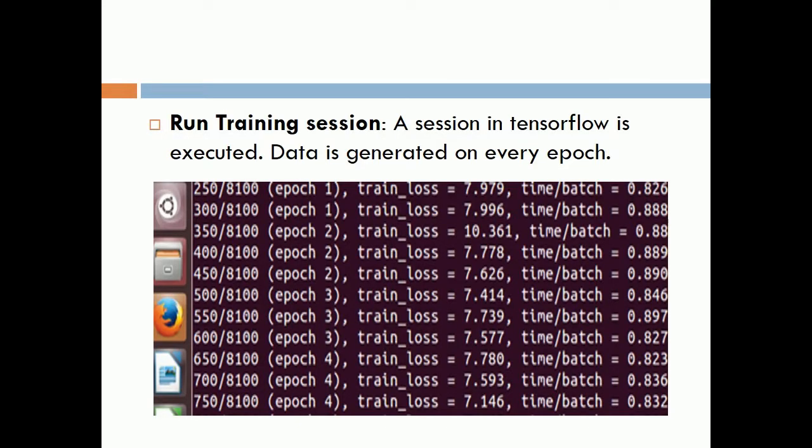Run training session. A session in Tensorflow is executed. Data is generated on every epoch. Here first thing is 250/8100. 250 is batch number currently running, 8100 is total iterations. Then epoch number. Then training loss. Then time taken to run each batch.